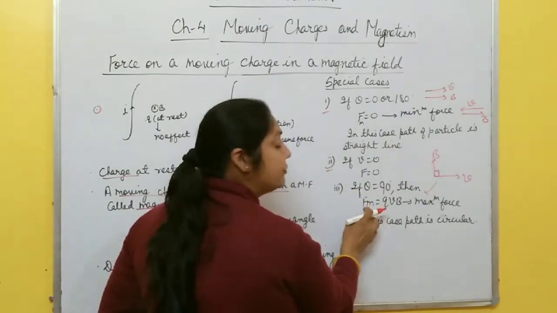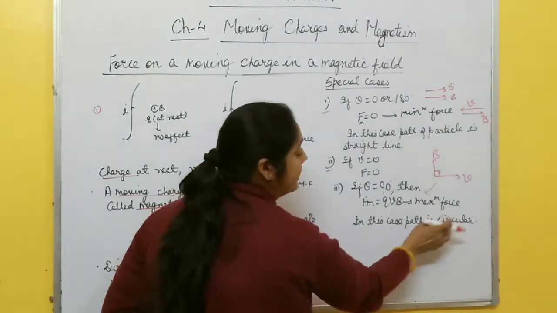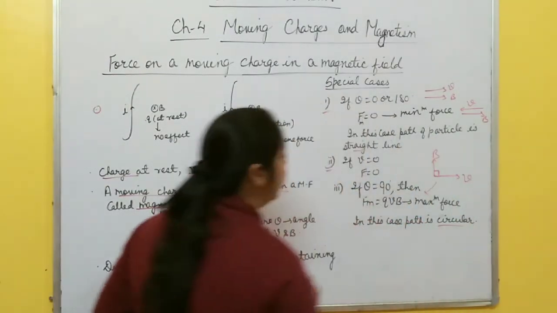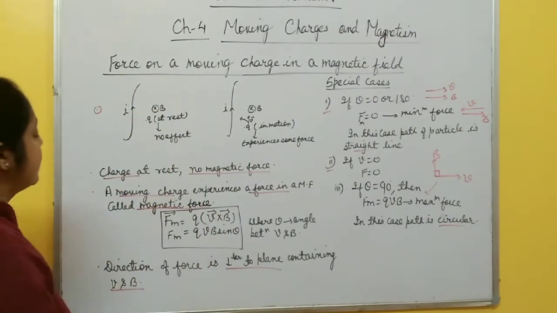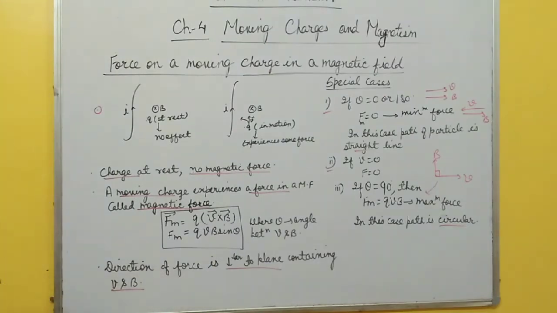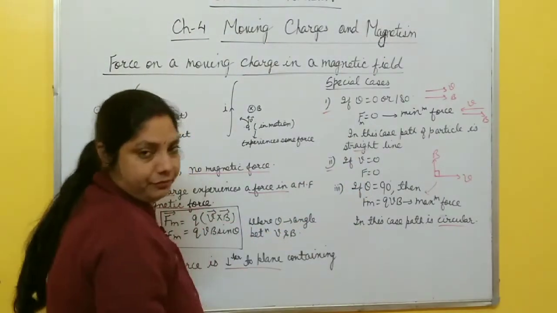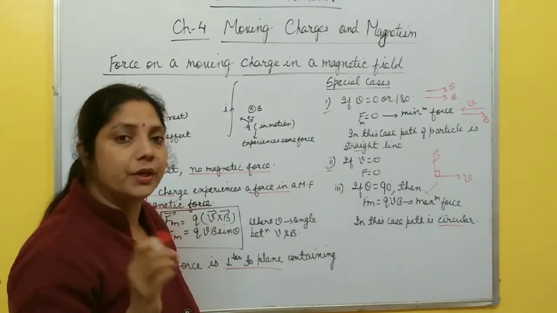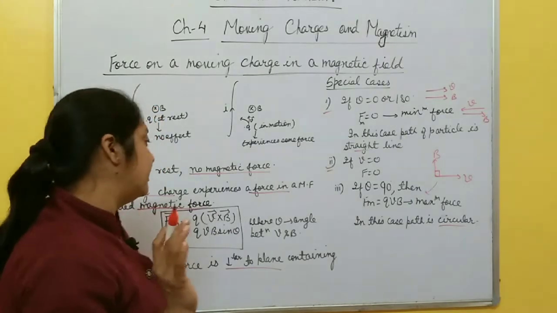If it experiences maximum force, then the path is circular. I will prove this one after this, right? So just remember this thing: the expression for magnetic force and the condition in which it is 0 or maximum. After this, what is the direction of this magnetic force? There are two rules. One is the right hand screw rule and the other is the right hand thumb rule, right?